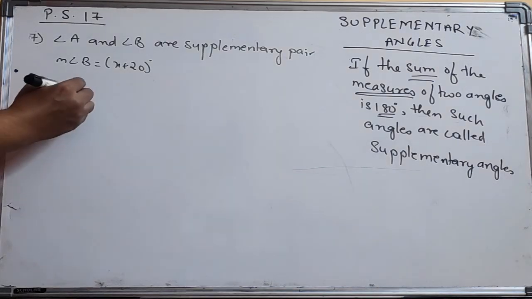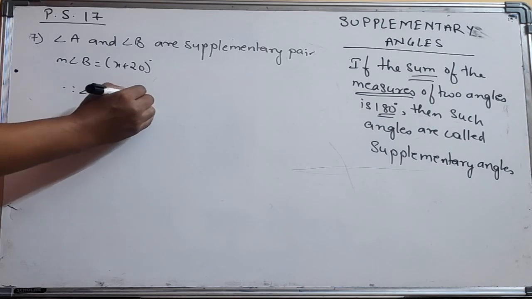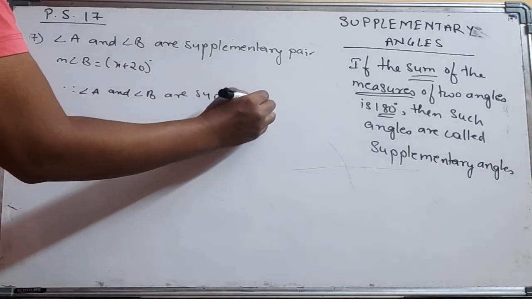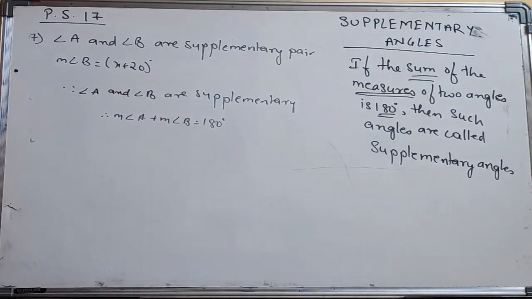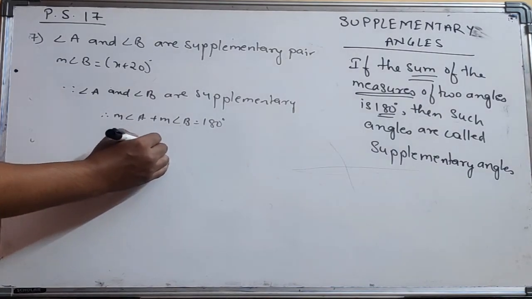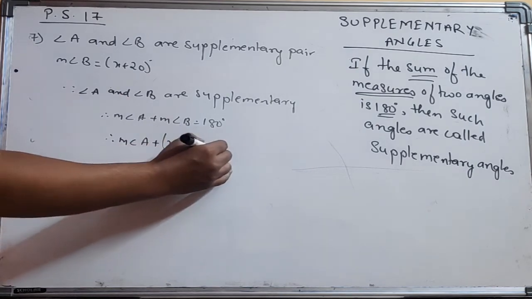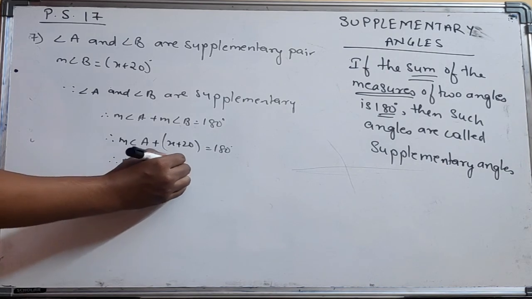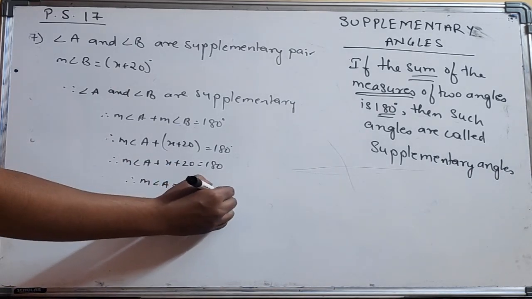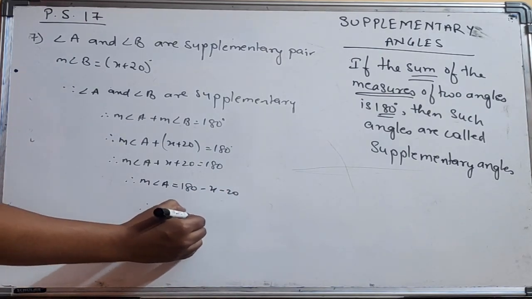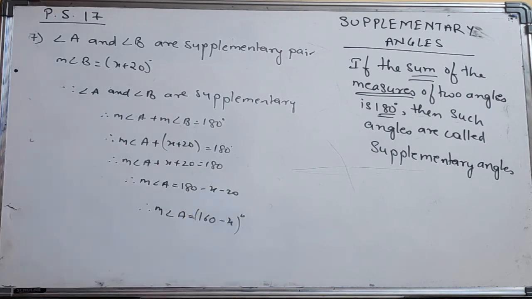What we are going to do is we are going to say, since angle A and angle B are supplementary, therefore measure of angle A plus measure of angle B equals 180 degrees. Therefore measure of angle A plus, what is measure of angle B? X plus 20 equals 180 degrees. Therefore measure of angle A is equal to 180, this becomes minus X, this becomes minus 20. Therefore measure of angle A is equal to 160 minus X degrees. Okay, I hope you have understood the sum. Now students, your assignment will be, you have to complete all the remaining sums of practice set number 17.